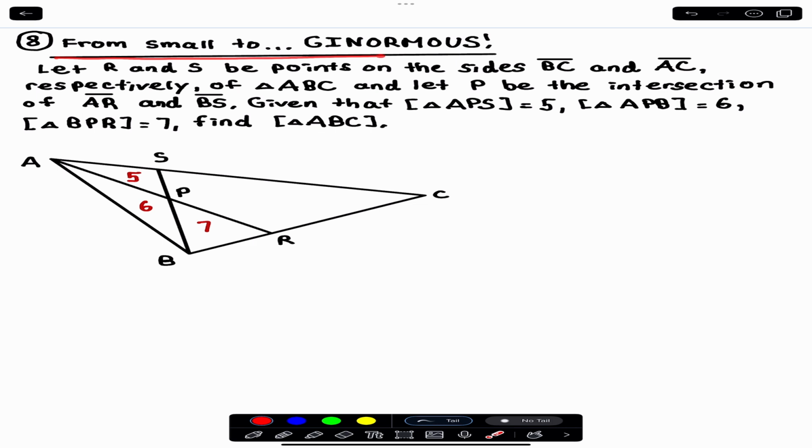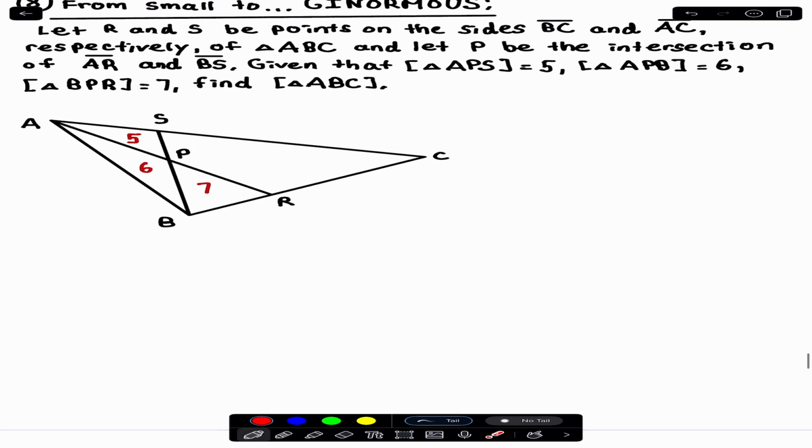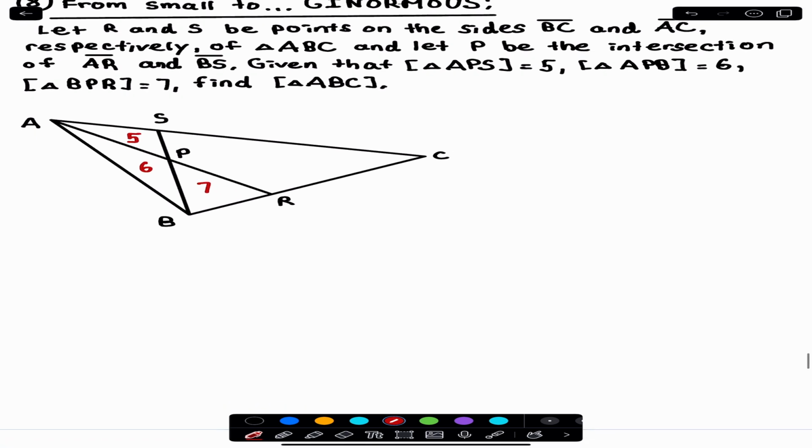And maybe you can just guess why I'm calling it from small to ginormous, because you notice we got some pretty small numbers here, but the final answer is going to be, I can tell you right now, big. It's going to seem unbelievable, but math doesn't lie. So let's check it out.